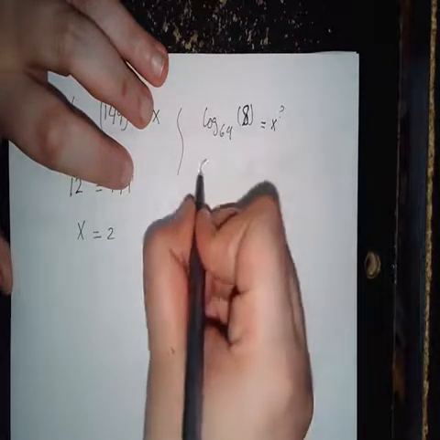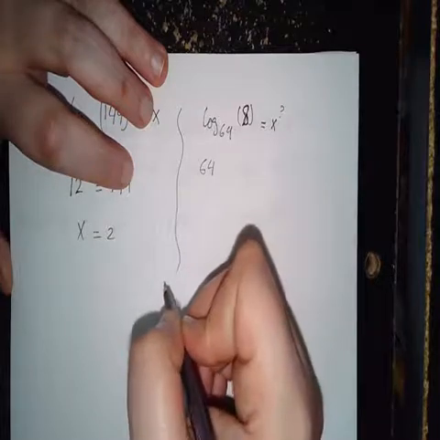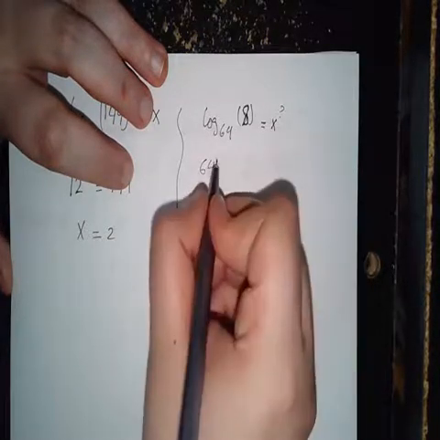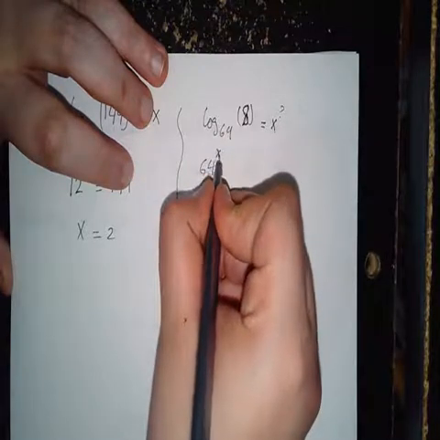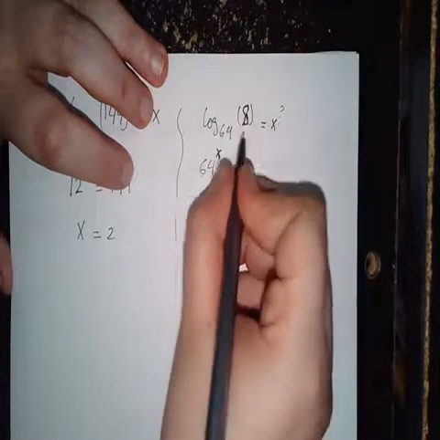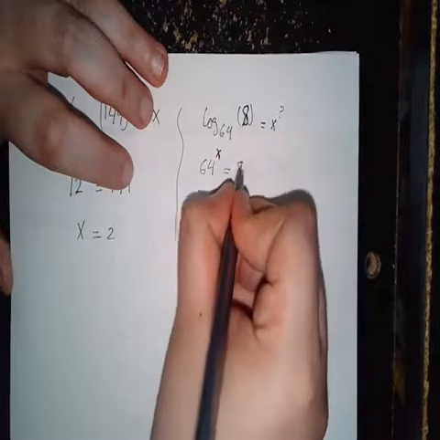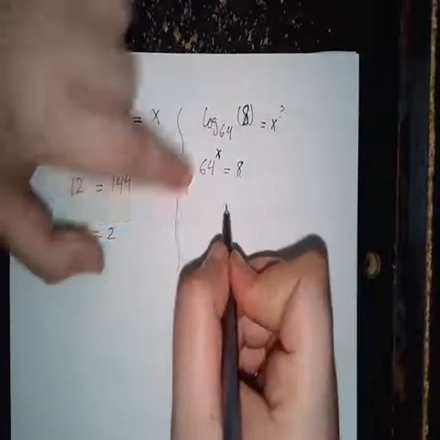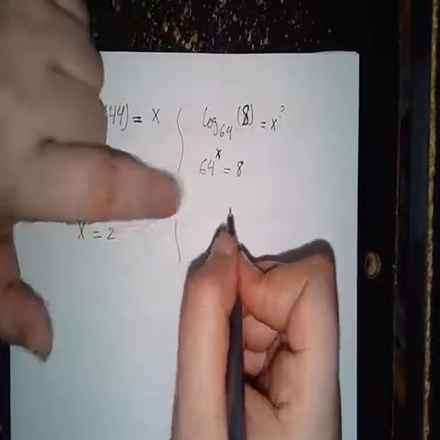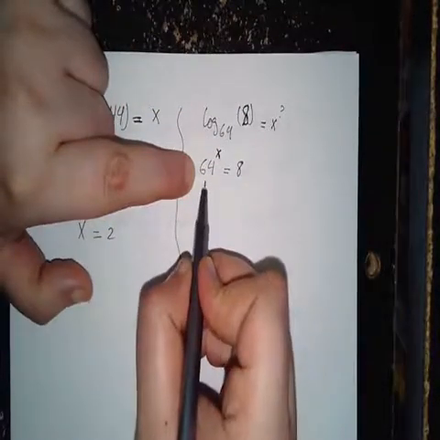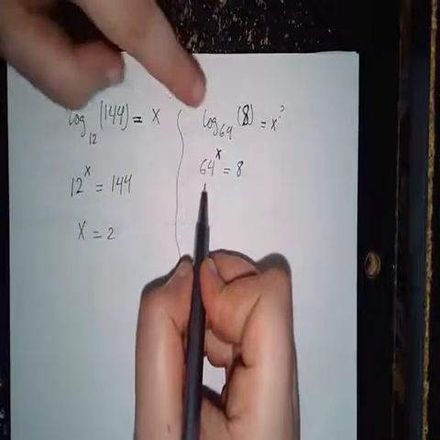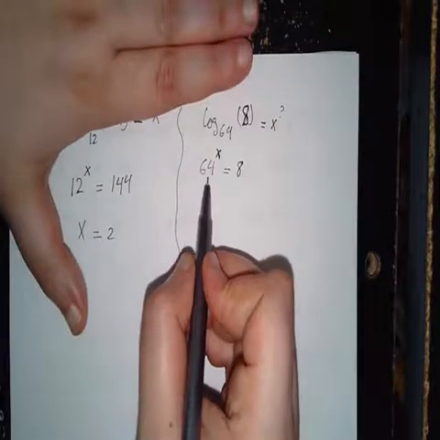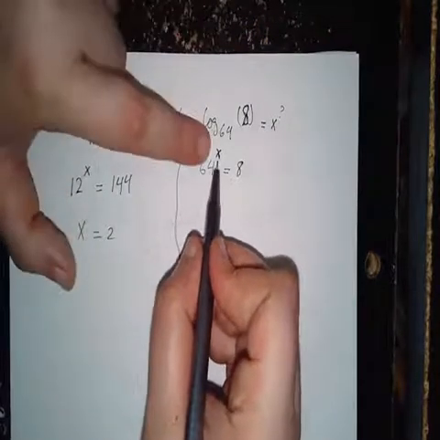Base of the log is the base of the exponential function. So 64. The answer is the power. So power of x. And what's inside the log is the answer of the exponential. Okay. Now let's think about this a little bit. The base is the number you're multiplying by itself, right? Because x is a power. That means we're multiplying 64 by 64, just x times.